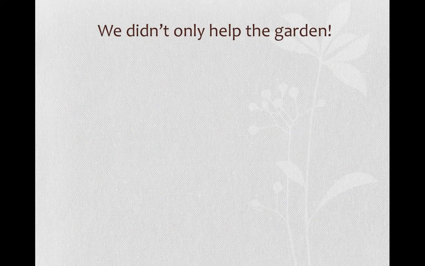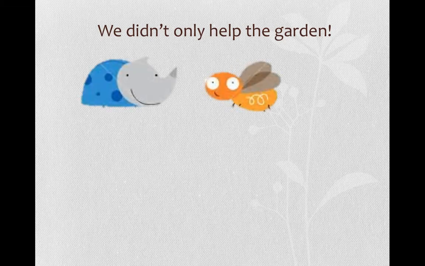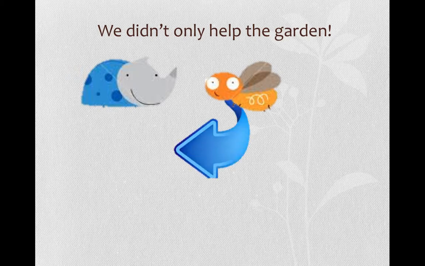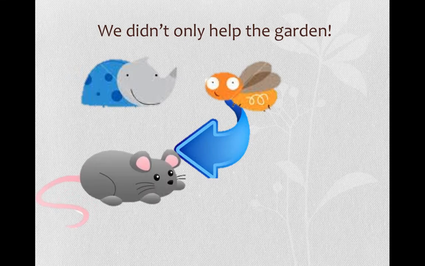But are we only helping the garden and the plants in it? No way! We're helping so many things. We're also helping ourselves because the plants create oxygen for us to breathe. We are helping the insects that eat some of the materials in the garden. We're also helping the mice who eat the insects, who eat the things in the garden.